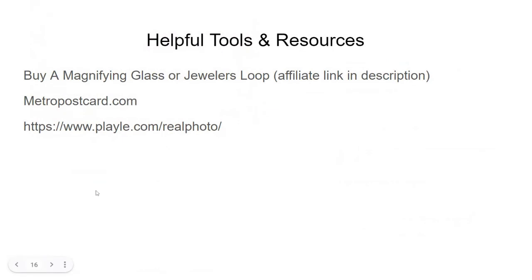So, some tools of the trade. Buy a magnifying glass or a jeweler's loupe, and there's going to be a link in the description for that. Metro Postcard, which I didn't mention earlier, has a lot of great resources on different printing processes of postcards. There's a lot more information there than what we provided here. This was really just intended as an introduction and an overview. And finally is Plale's Postcards slash real photo. It's a great resource for identifying real photo postcards just based on their stamp box and backs.